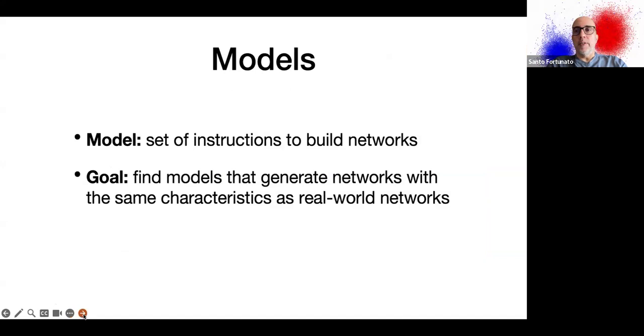When we introduce a model, we would ideally like to explain these properties, to make them emerge from some simpler assumption. And that's what a model is. It's a set of instructions, a set of assumptions, basically a recipe to build a network, in this case a network model. Ideally, we would like to build networks which resemble the networks that we've seen so far with respect to these three properties.